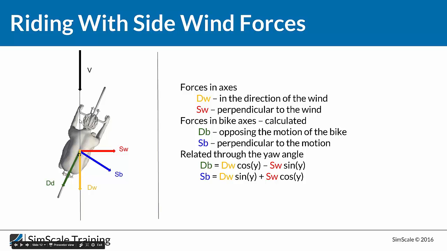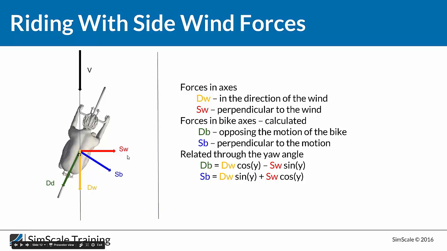Here, in this example, we have the rider with an angle created between the moving direction and the velocity of the wind. We can see here the DD, which is the real drag acting on the rider, and the SD, which is the side force acting on the rider. But if we do some calculations in the wind tunnel or CFD, usually we get the DW and the SW.